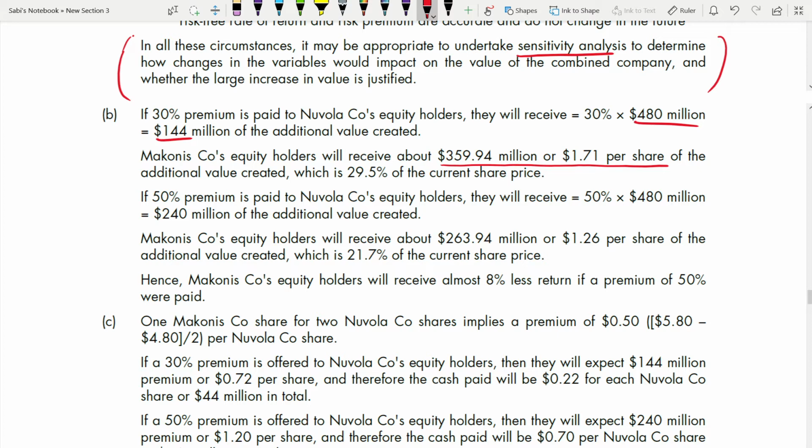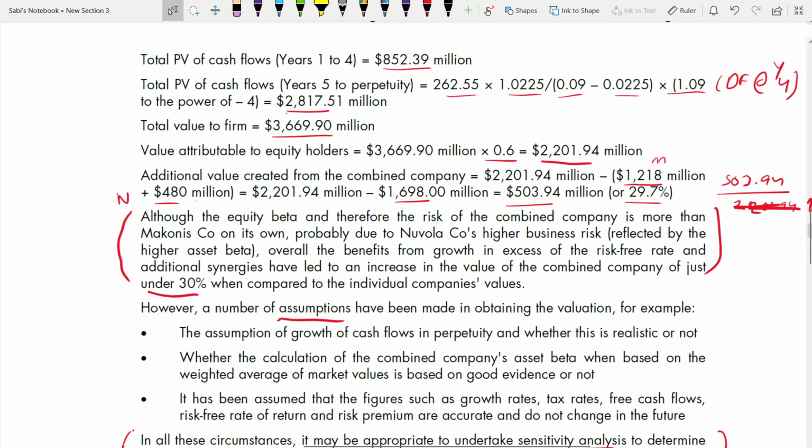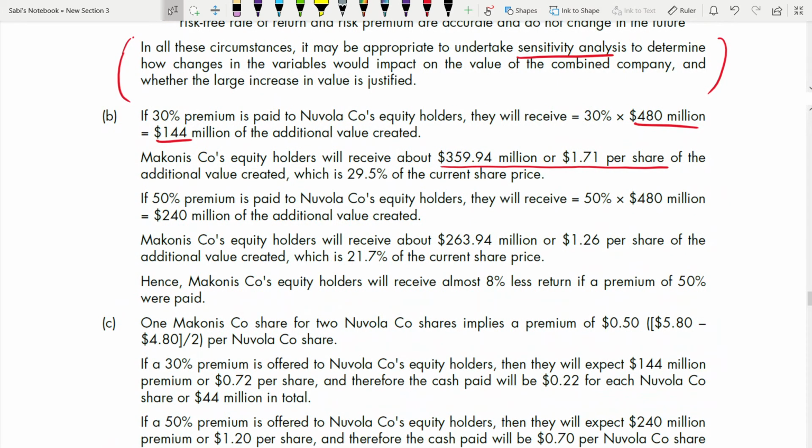How did we get that? 359.94. 30% of, what is it? I can check from here. 1218. Okay. I'm giving you some time. Find out how 359.94.